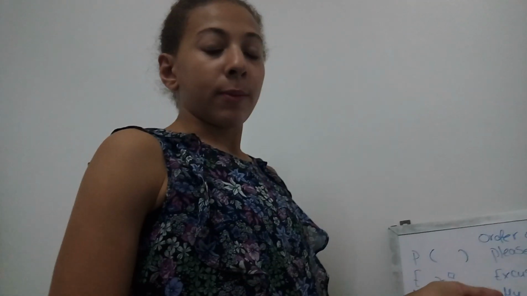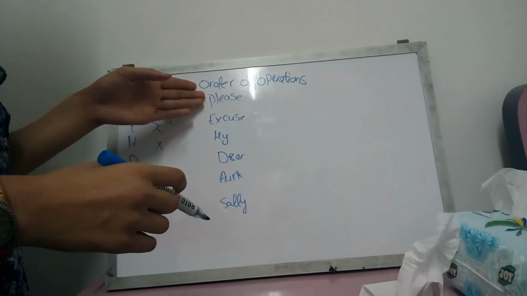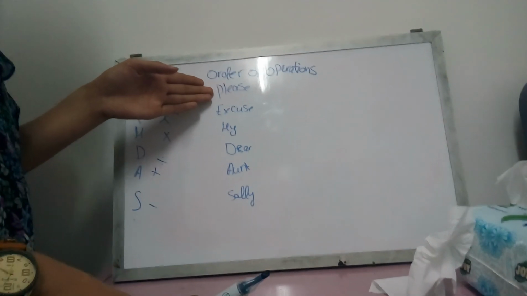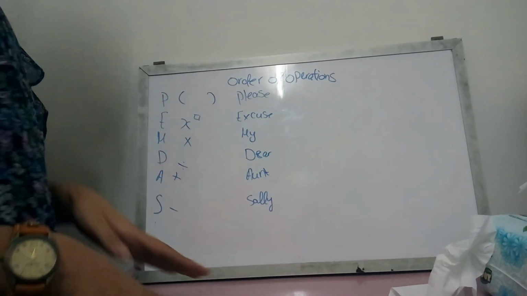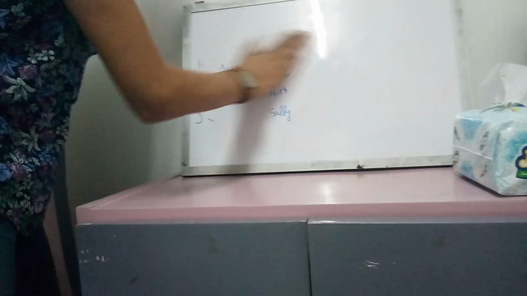This sentence will always help you remember the order. P for parentheses, which is please; E for exponents, which is excuse; M for multiplication, which is my; D for division, which is dear; A for addition, which is aunt; and S for subtraction, which is Sally. Okay? If you memorize this sentence, it will make you remember this order very easily. Let's give some examples for you to understand more.